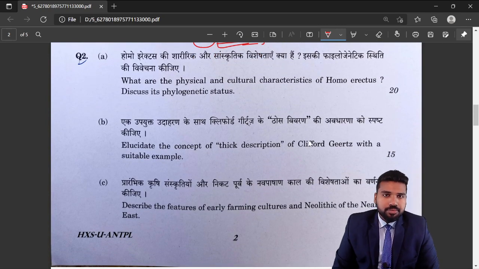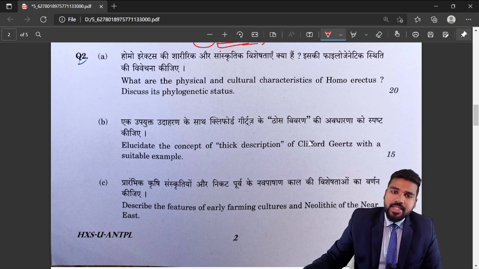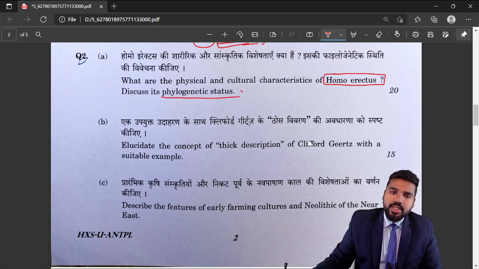See question number 2, from question number 2, 3, 4 and 6, 7, 8, they again have a uniform structure where one question for 20 marks and two questions for 15 marks are there. So total 50 marks for each of these questions. So let us look at part A of question number 2. What are physical and cultural characteristics of Homo erectus? Discuss its phylogenetic status.